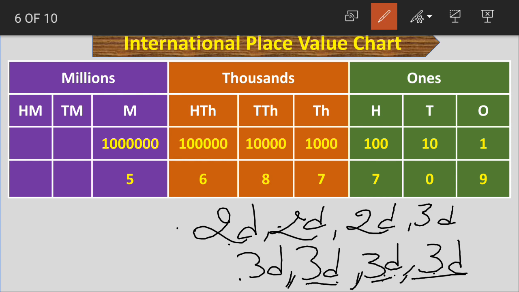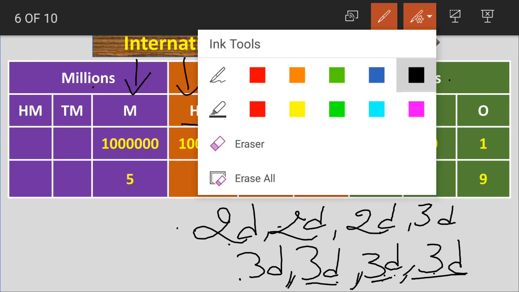In Indian place value we have ones, thousands and lakhs periods. International place value has ones, thousands and millions periods. We call this place value lakhs, but internationally they call it 100,000. After this we have 10 lakhs, but they call it a million.